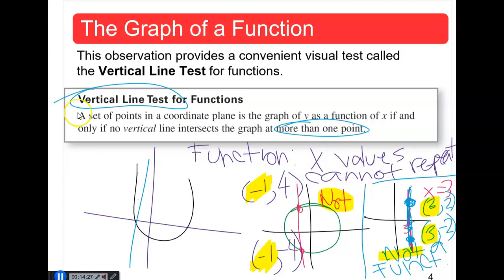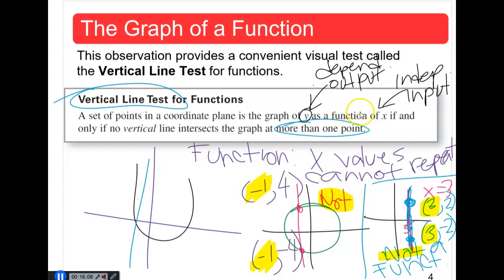So moving on, before we move on, the definition says a set of points in a coordinate plane is the graph of y as a function of x. Here, x is the independent variable, or the input, and y is the dependent variable, or the output.